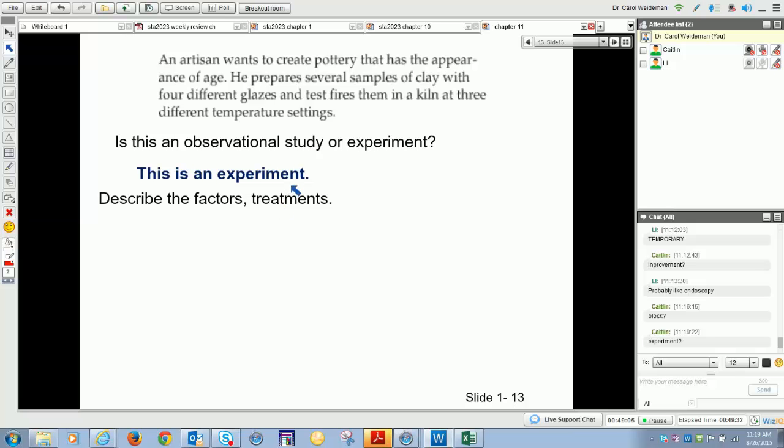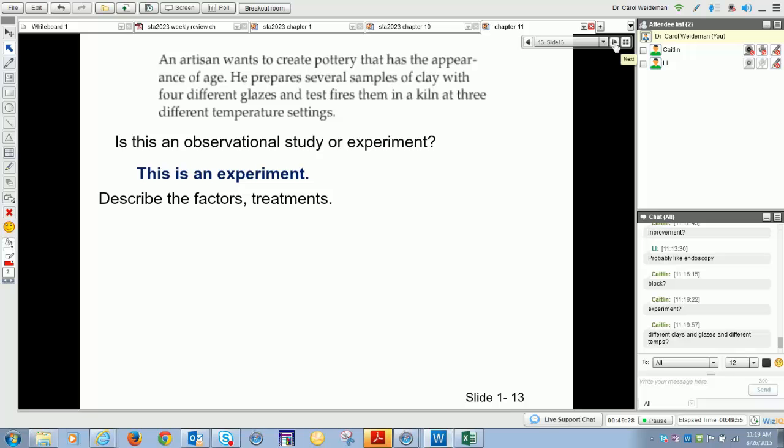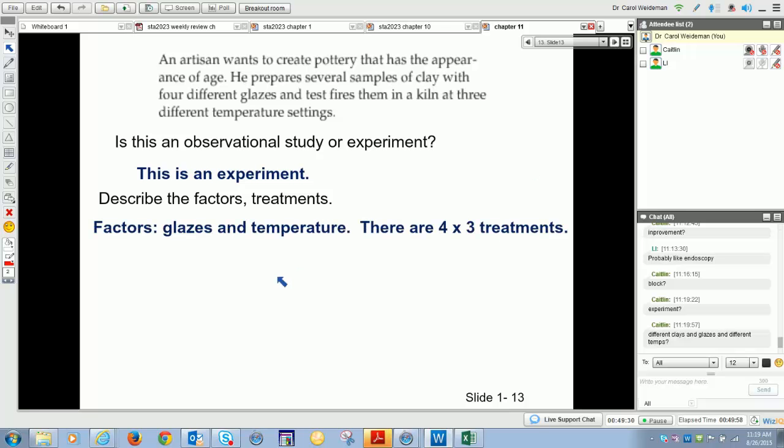What are the factors in the treatment? So what is he looking at here? He's actually looking at 2 different things, isn't he? He's looking at the glazes, and he's also looking at the temperatures. The factors are the things we're working with, and if you want to talk about treatments, it's all the combinations. So there's 4 glazes and 3 temperatures, so there's actually a total of 12 treatments.